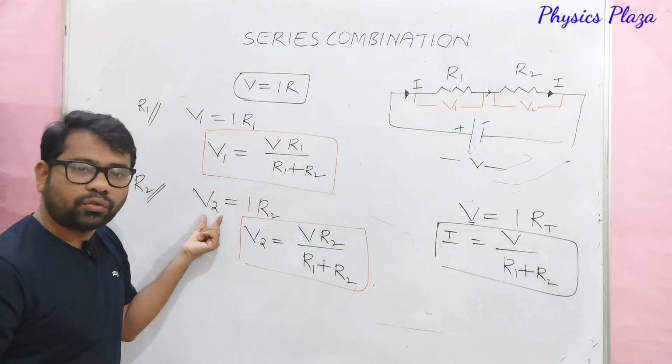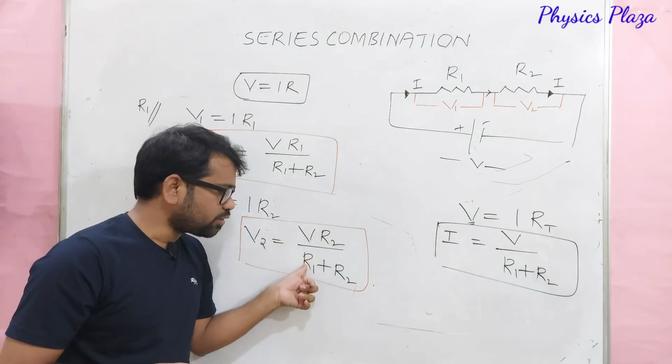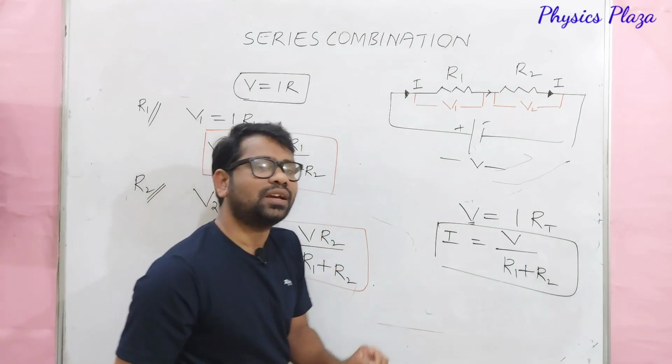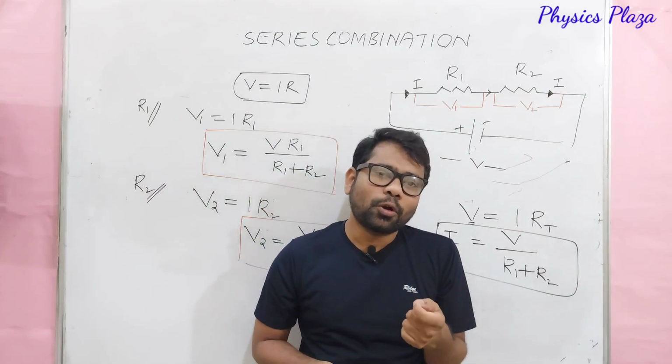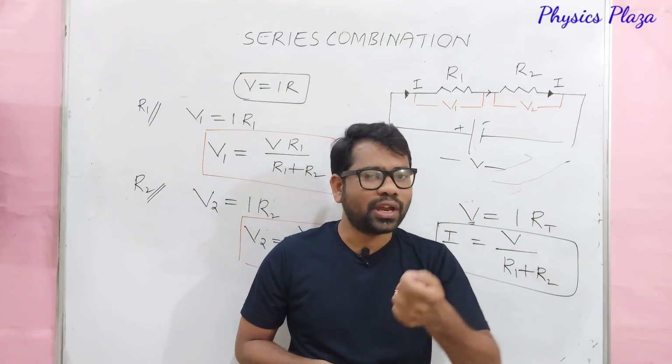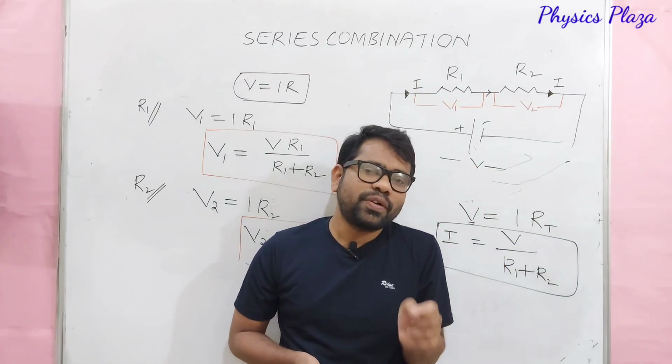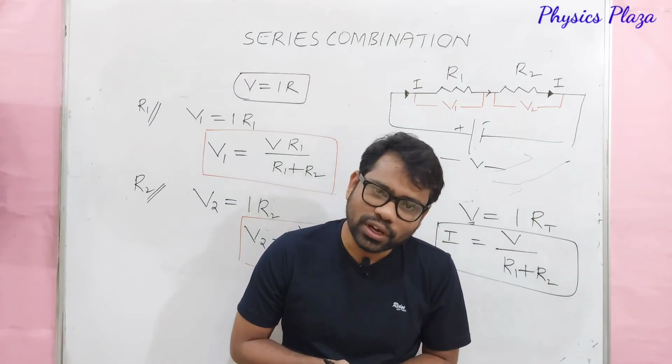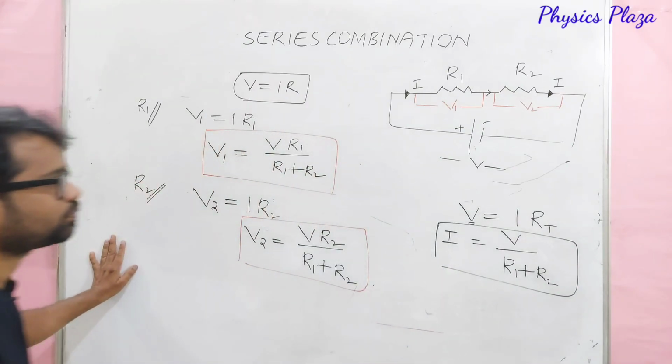So here also V2 is equal to what, children? V into R2 by R1 plus R2. So it's very easy to calculate the potential difference across the individual resistors. You can take even n number of resistors. It's very easy to calculate. Okay, children? Fine, you can copy it.